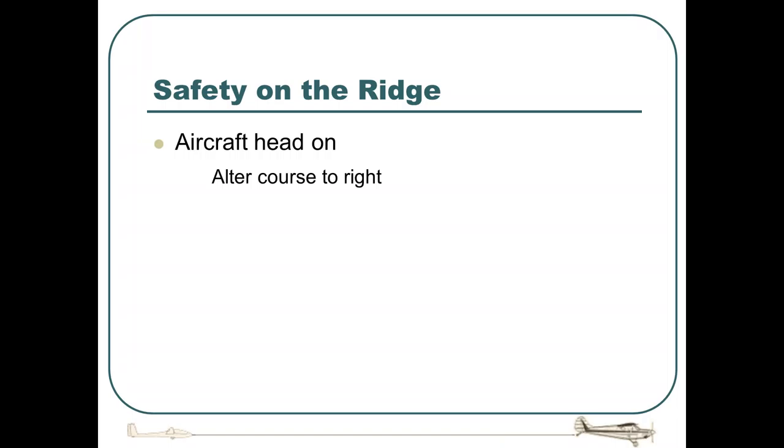So let's say you're flying along the ridge with your right wing pointing at the ridge. Do you have anywhere to go? Can you divert to the right? No, you can't. You're going to fly into the mountain. So the aircraft with a right wing to the ridge has right of way.